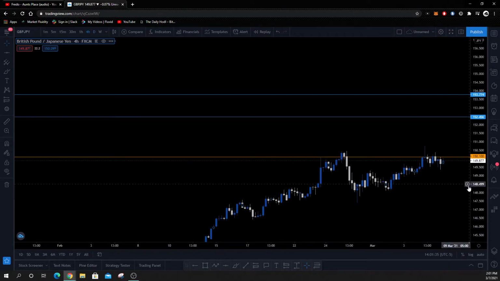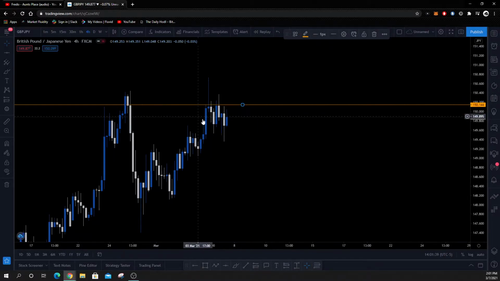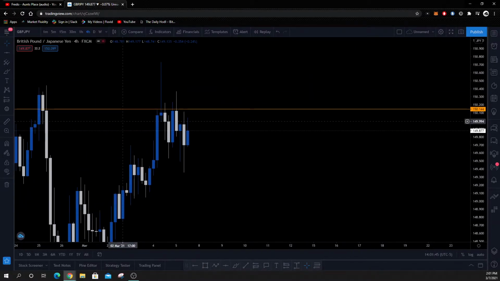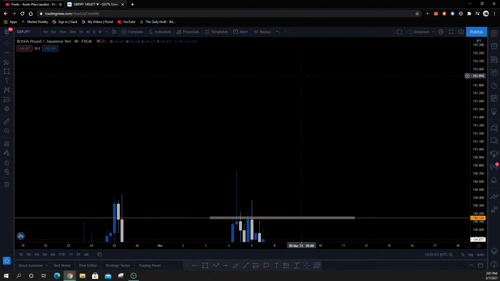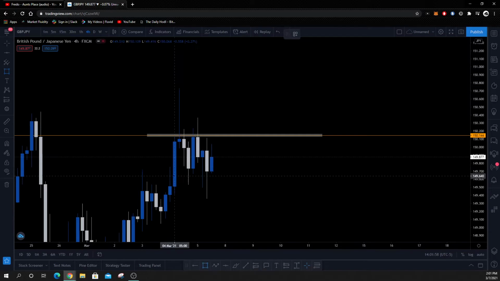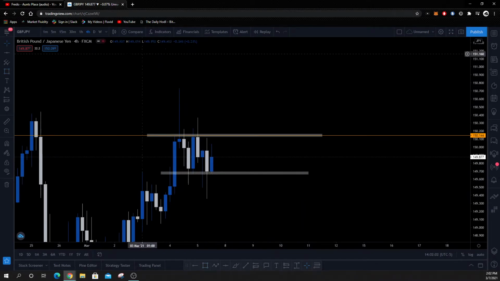On the 4H we can see that we have created an area here and we have a resistance somewhere there. On the 4H we can determine that a break above this area means we're gonna get another impulsive move to the upside. And then we have some sort of support somewhere down here. That's on the 4H.